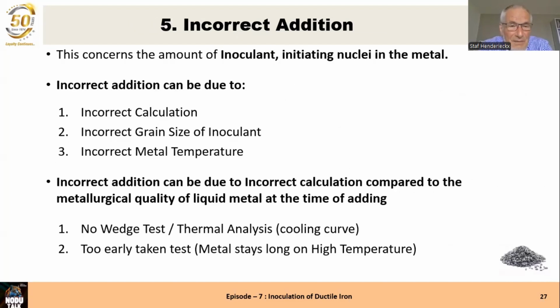Incorrect addition. An incorrect addition can be due to incorrect calculation, and it's a wrong word, calculation. Before I said to you, you cannot calculate it. I mean here incorrect evaluation of the cooling curve. It can be due to incorrect grain size of the inoculant, because the bigger the grain size, the longer it will take before it's dissolved in the metal. It can be due to an incorrect metal temperature. We have also seen what the effect is if the temperature is different.